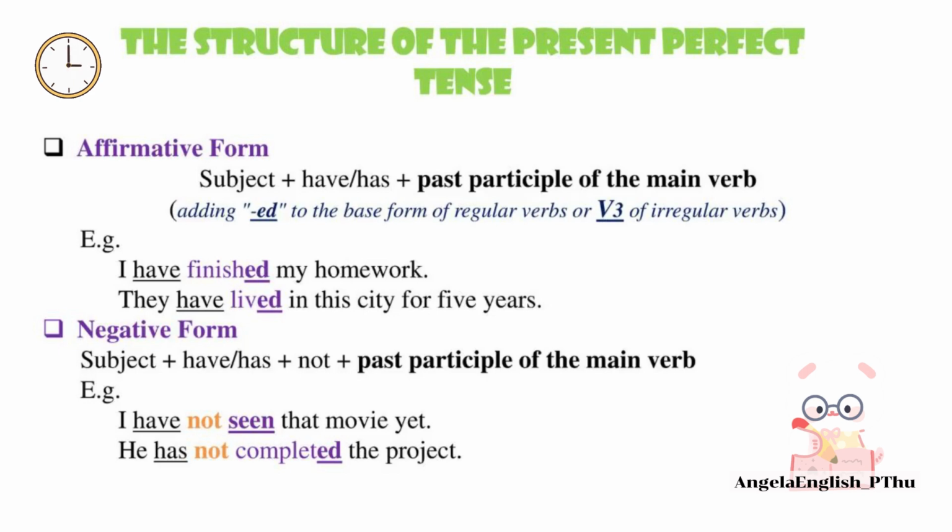To make a sentence negative, it should use not after the auxiliary verb have or has. We can apply this structure: subject plus have/has plus not plus past participle of the main verb. Here are two examples. I have not seen that movie yet. He has not completed the project.